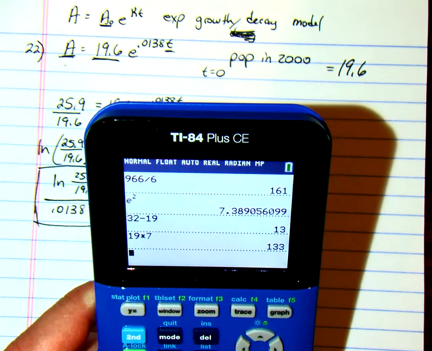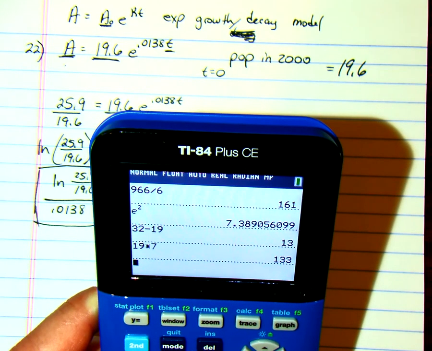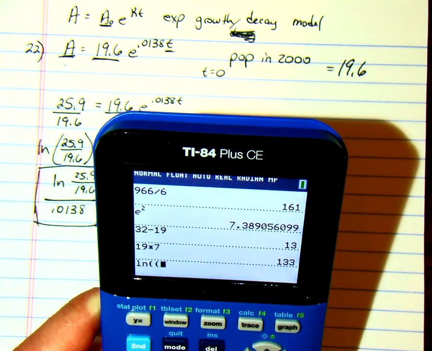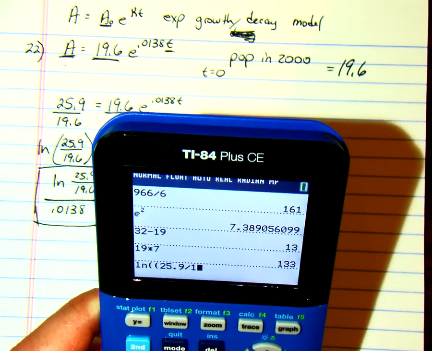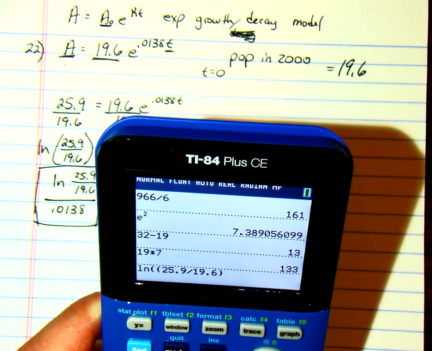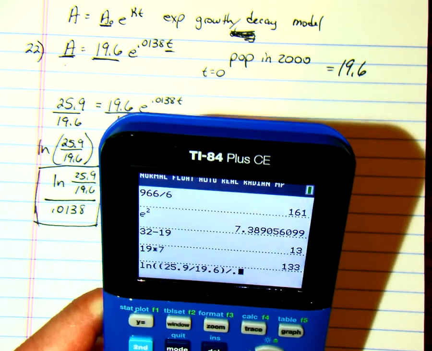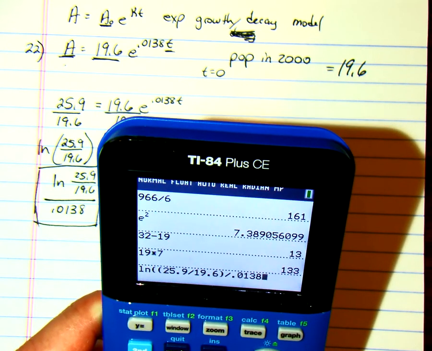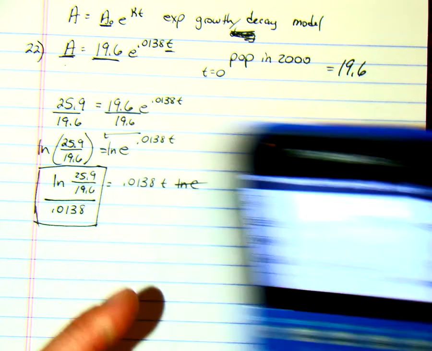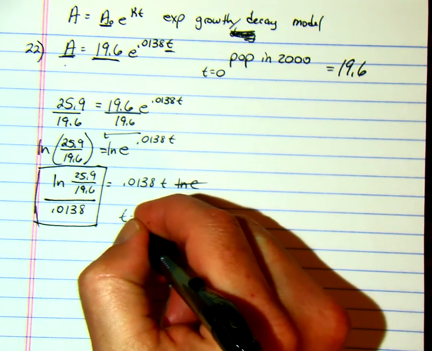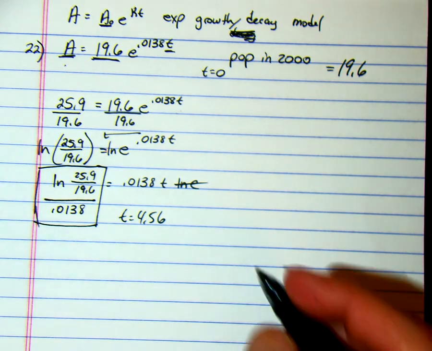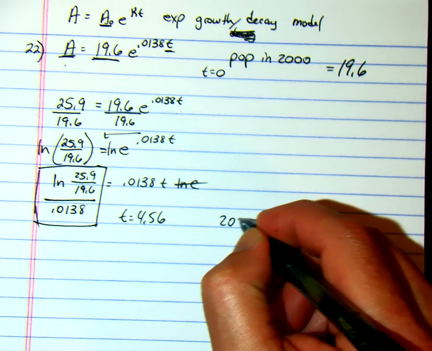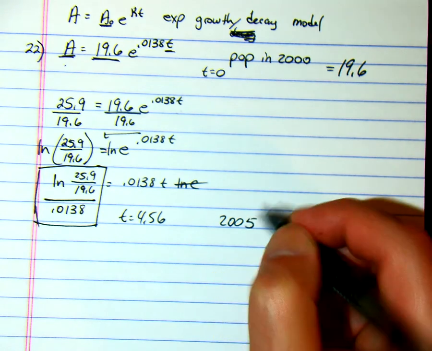So we're going to go to our calculator. We take the natural log of 25.9 divided by 19.6, and then divide this by 0.0138. And we get 4.56 years. So t equals 4.56. What's it asking me for, though? It's asking when will the population be. So that means in the year 2005, I believe.